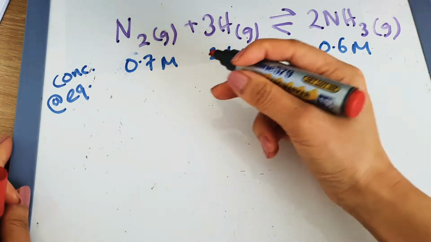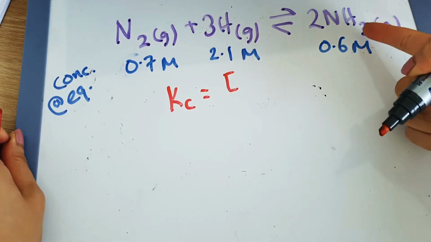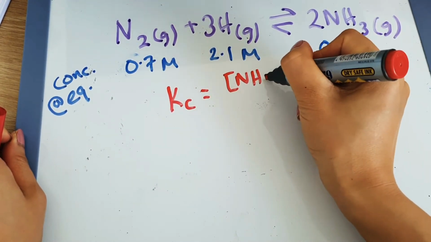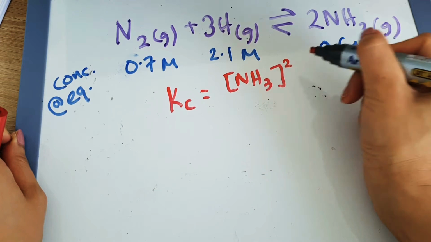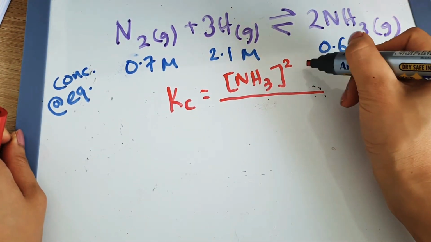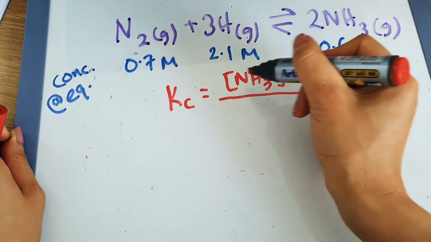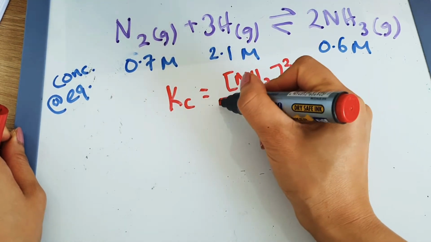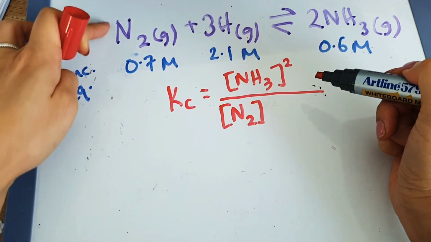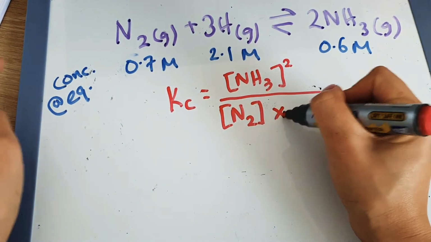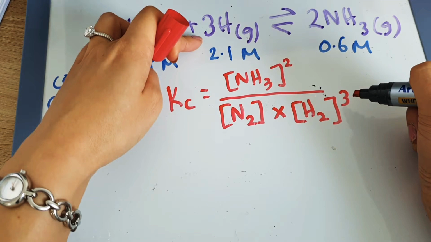Now, Kc is given by the concentration of the products raised to the power of the number of moles. For this particular one, it's raised to the power of 2. And if there was another product there, we'd also multiply it with the concentration of that product raised to the number of moles of that product. That will be over the concentration of the reactant, the concentration of N2, and in this case it's raised to the power of 1 because the coefficient is 1, so we don't have to do anything, multiplied by the concentration of hydrogen gas raised to the power of 3 because it says 3 up here.